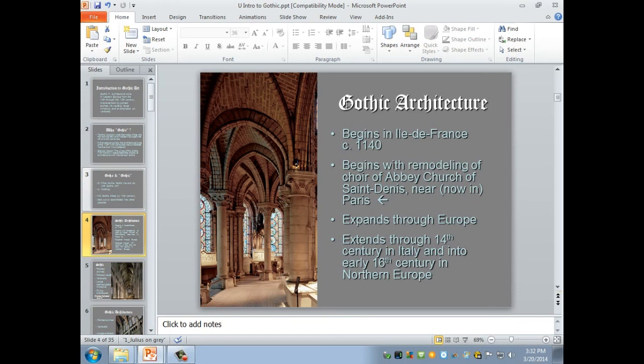And even modern buildings can be influenced by Gothic architecture. Churches of all designs frequently include vertical elements or large stained glass windows, architectural elements that even today suggest spirituality to many people.